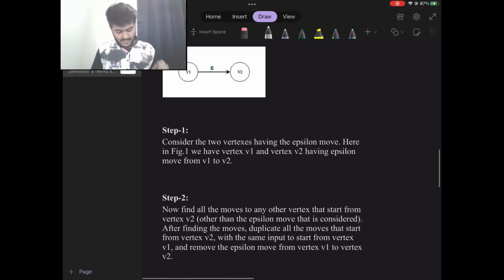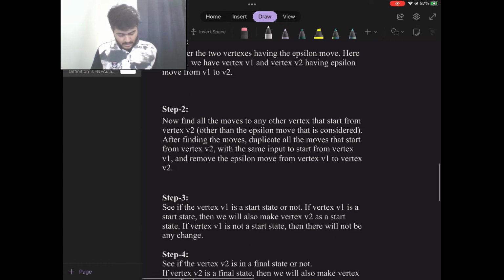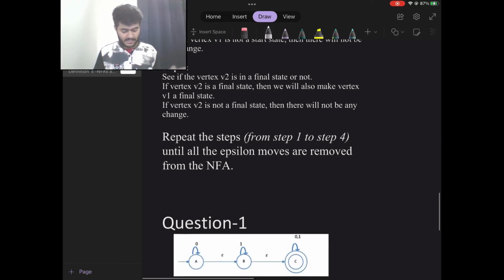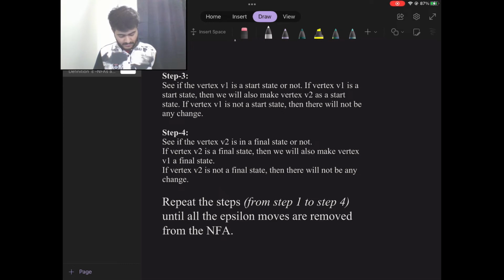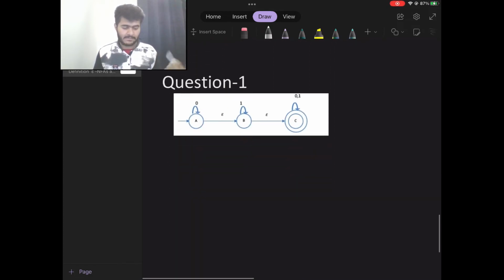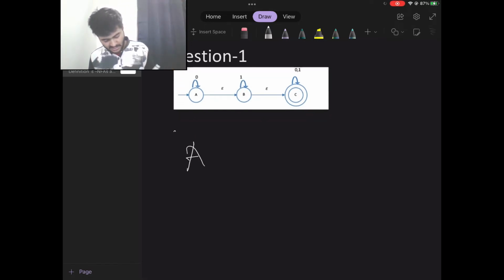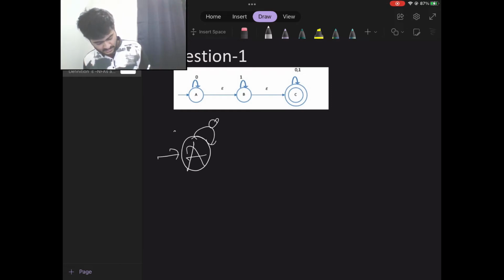So these are the steps that are required. First of all, take two vertices, and we move from vertex V1 to V2, and we find all the vertices that start from vertex V2. Then we take the epsilon closure of all of this. We also check if it is a start state; if it is not, we make the second vertex a start state. And we check if the next state is a final state, then the initial state will also become a final state. Let's talk a bit more by solving the question. Take this example here.